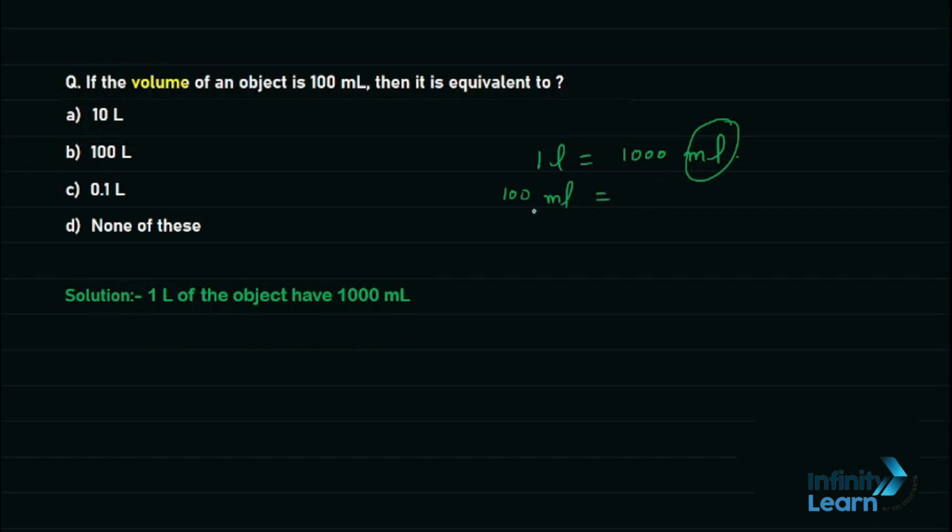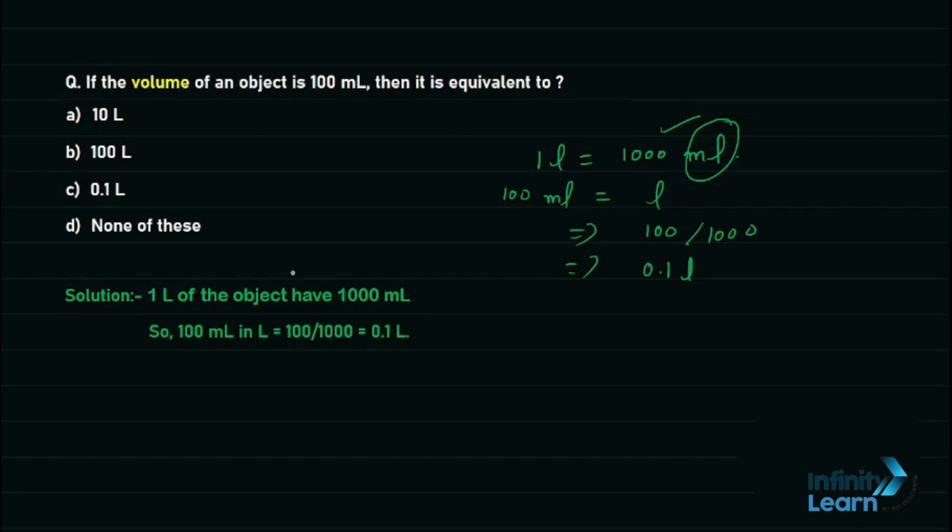Okay students, we have to convert milliliter into liters. For this we will use the 1 liter equal to 1000 milliliter formula. So according to it, we have to divide 100 by 1000. And after this division we will get 0.1 liter.